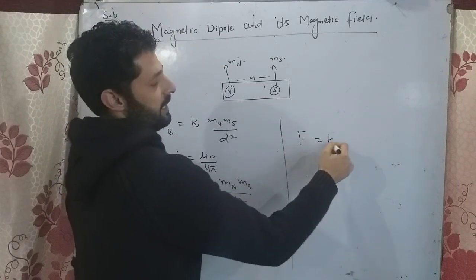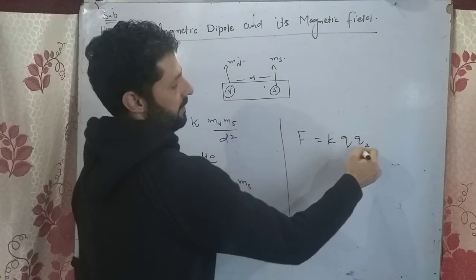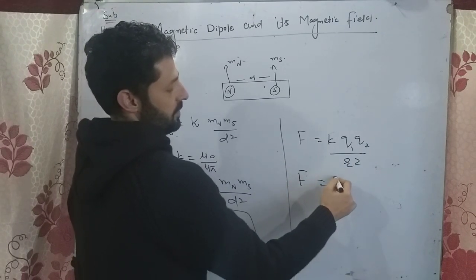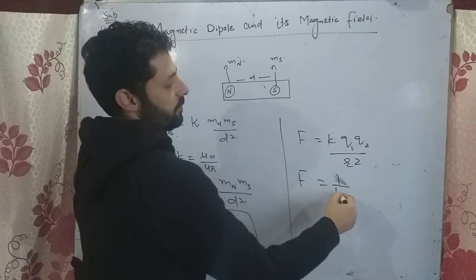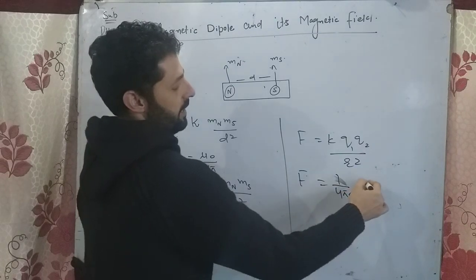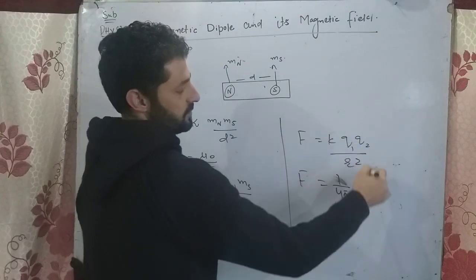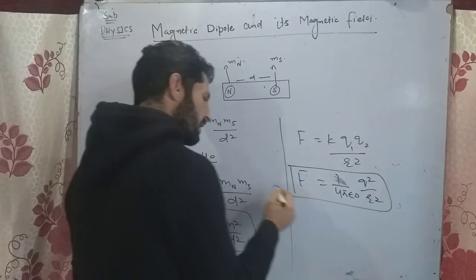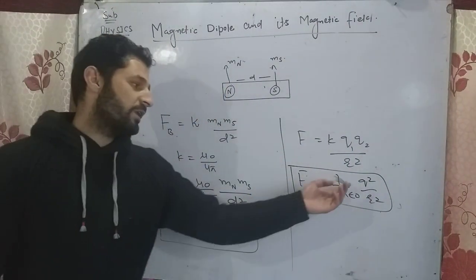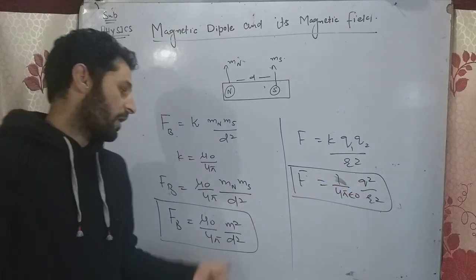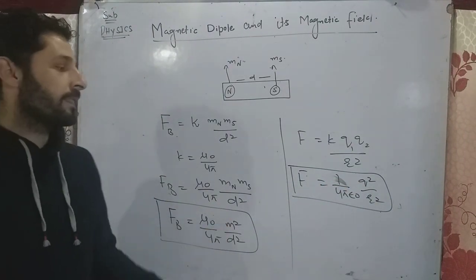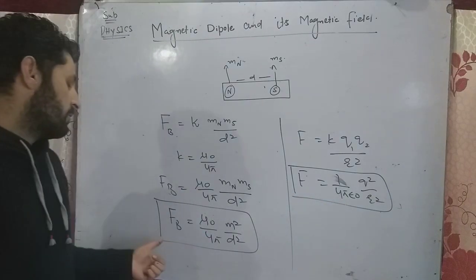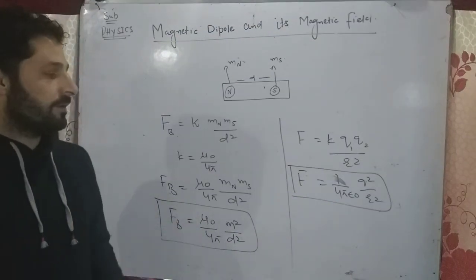F is equal to k q1 q2 divided by r square. Here k is 1 divided by 4 pi epsilon in electric force, and for a dipole q1 is equal to q2, so you can write q square divided by r square. So it means you only have to change the symbols. For charge you write q, for magnetic pole strength you write m. Here 1 by 4 pi epsilon is the electrostatic force constant, so the magnetic field constant is mu 0 by 4 pi, and r square.